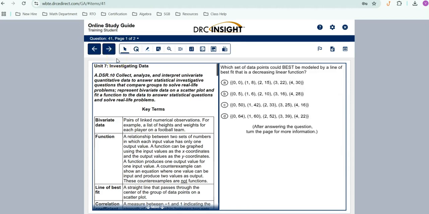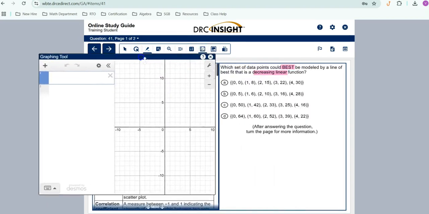All right, our next question here, which set of data points could best be modeled by a line of best fit that is decreasing, that is a decreasing linear function? So the two things we need to see here are decreasing linear function and the words best be modeled. All right, so we're going to again use our graphing calculator tool.